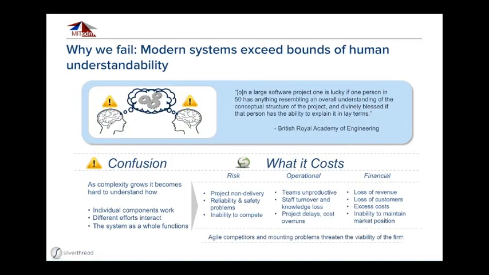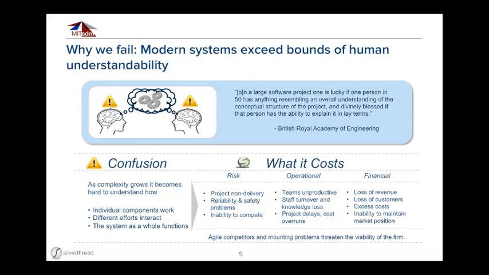Why do we fail? Modern systems exceed the bounds of human understandability. Right? I love this British Royal Academy of Engineering quote. It says that on a large software project, one is lucky if one person in 50 has anything resembling an overall understanding of the conceptual structure of a project, and divinely blessed if that person has the ability to explain it to anyone else. And this, again, is the normal state of affairs, which is kind of scary. But my experience in the software engineering industry over a number of years says that this is true. It strikes me as reasonable, which is kind of scary.